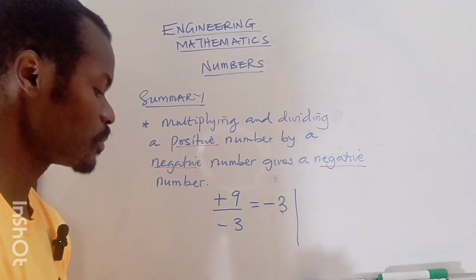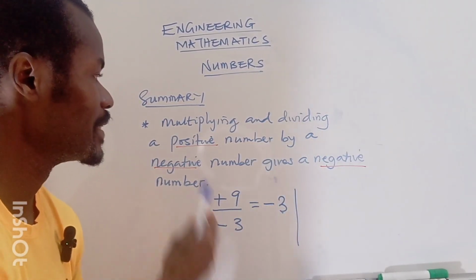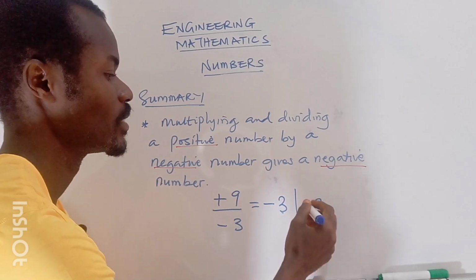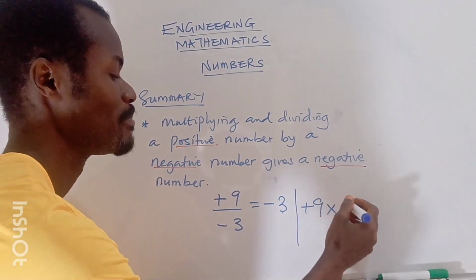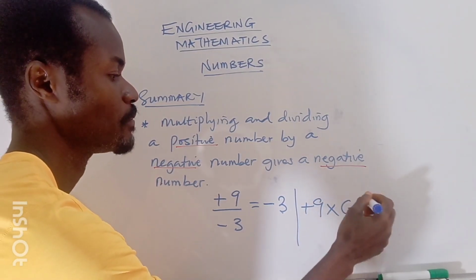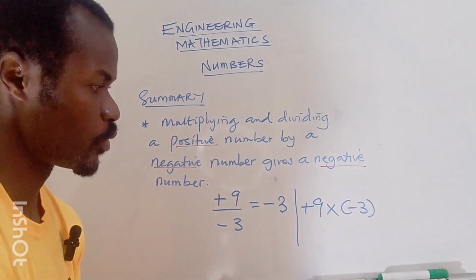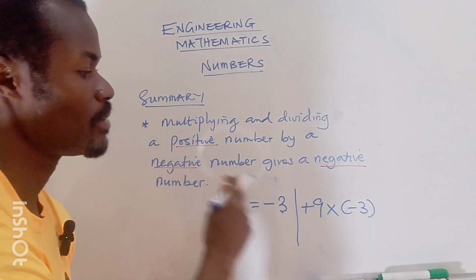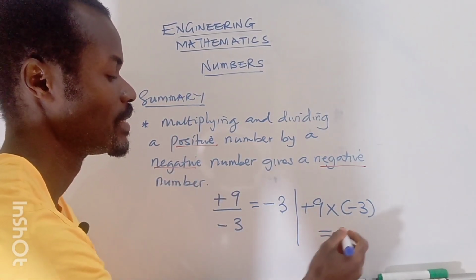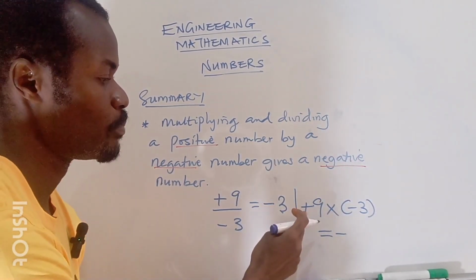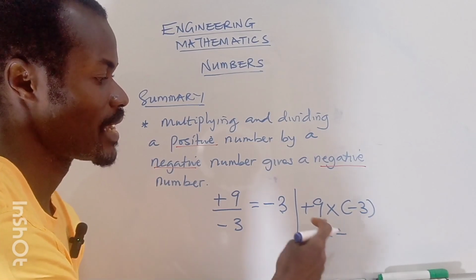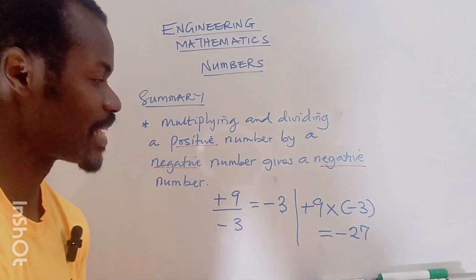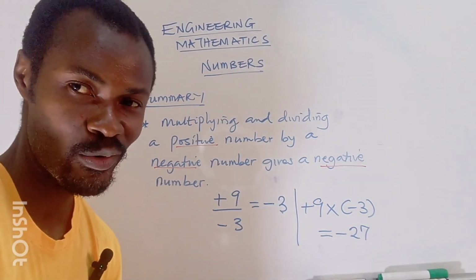Now, what about in terms of multiplying? If I have plus 9 multiplied by minus 3, we have a positive number multiplying a negative number. Our answer should be negative. So plus times minus is minus, and 9 times 3 is 27. That explains what this principle means.